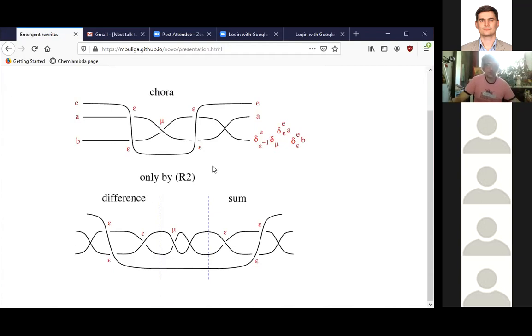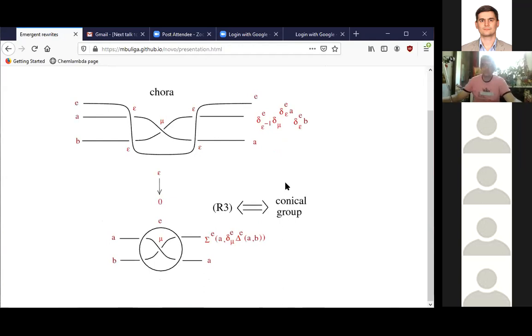And we can notice that this is, only by Reidemeister 2, equivalent with a difference, the crossing, and the sum. And so we know that we can pass to the limit with epsilon going to zero. We will have a limit. And I denote the limit like this.